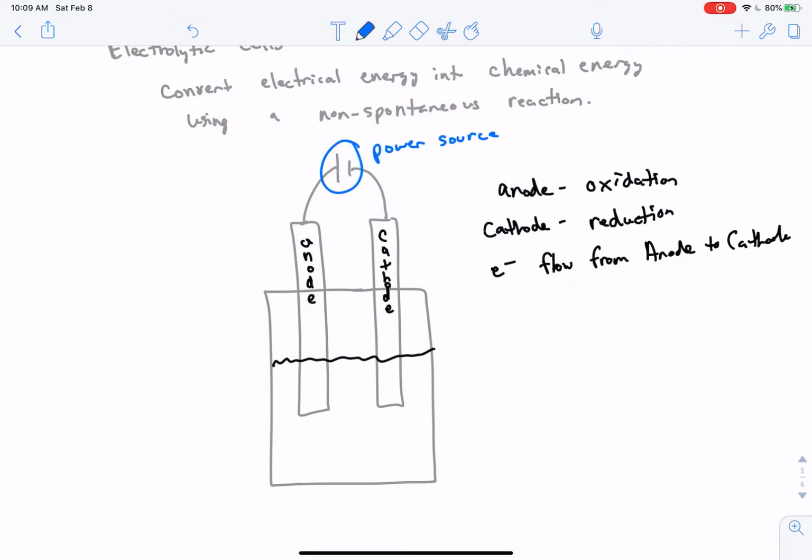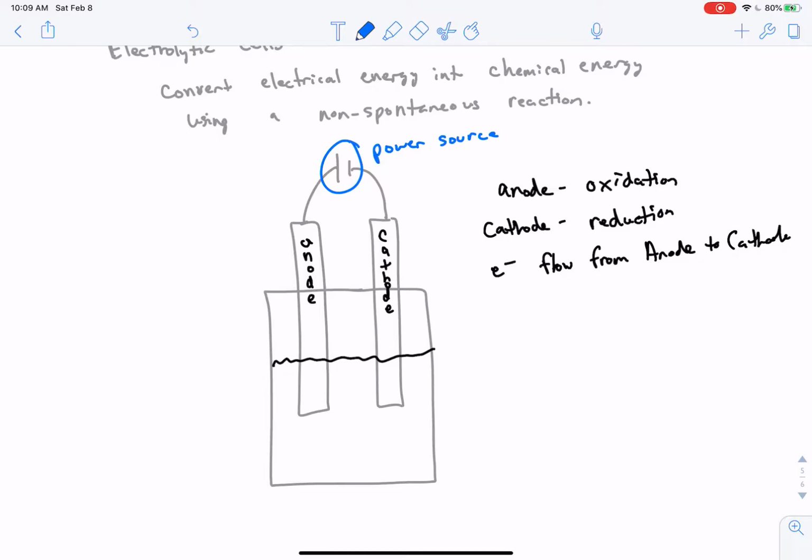What's different, though, is that these species that we're dealing with don't want to oxidize and they don't want to reduce. So that's the reason for the power source, because what the power source is doing is overcoming the resistance of those species from oxidizing and reducing. So we are forcing electron flow to happen, which then makes the other species do what they're going to do.